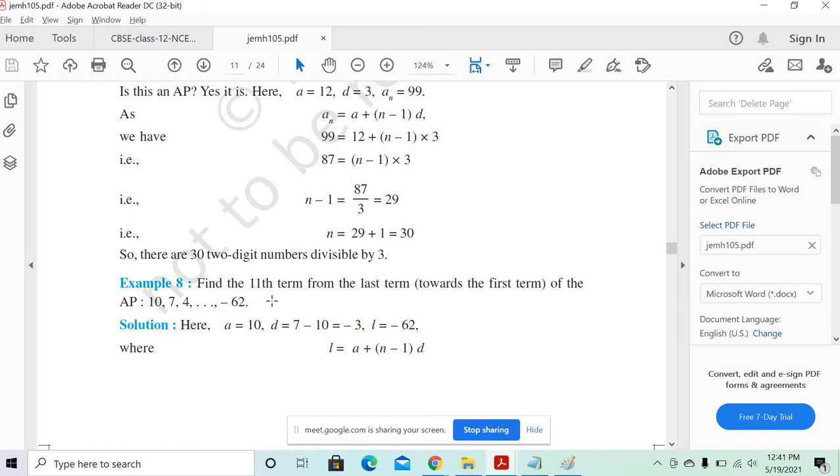Then the common difference will be what? I'll try it first. Yeah, try it out. In case you don't get it, then I'll explain to you.